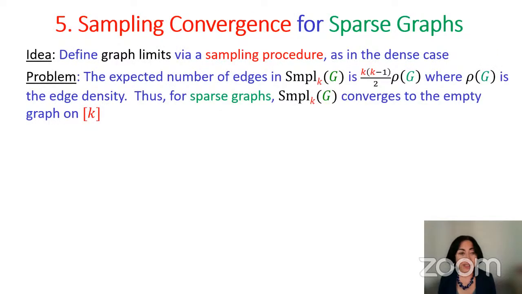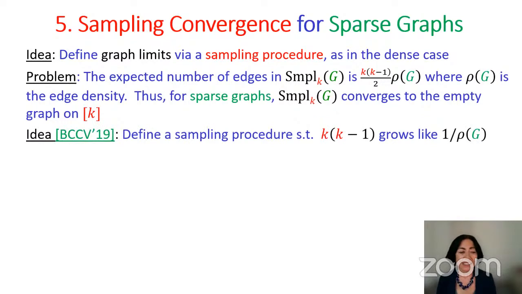So sampling convergence. The idea is that we want to define graph limits via a sampling procedure, as I just did for you in the dense case, okay? And me and Henry and Victor went back and redid it in the dense case in that way, and then generalized it to the sparse case. So the expected number of edges in the sample is k choose 2 times the edge density of the graph. So for sparse graphs, just like we were finding before with left convergence, the k-samples of G are going to converge to the empty graph. But, and here was the idea, let's define a sampling process where k squared grows like 1 over rho. So as the density is going to 0, k is increasing. So I'm taking more and more points as the density is going to 0.